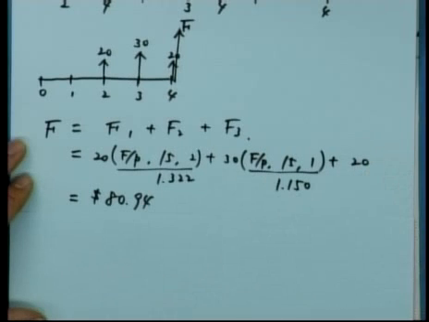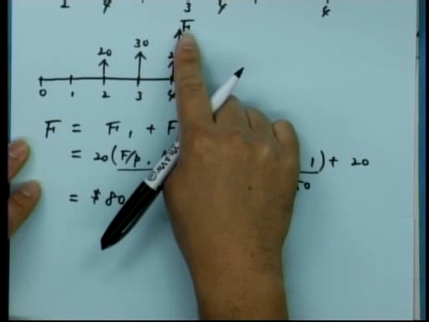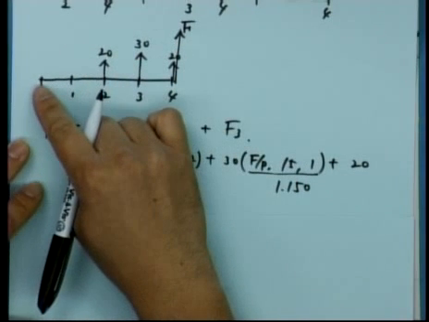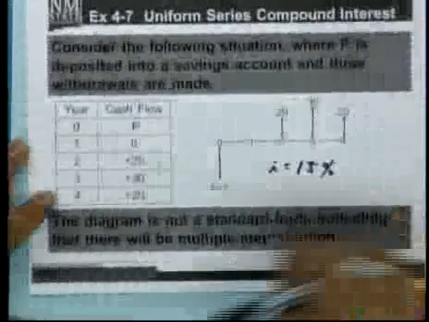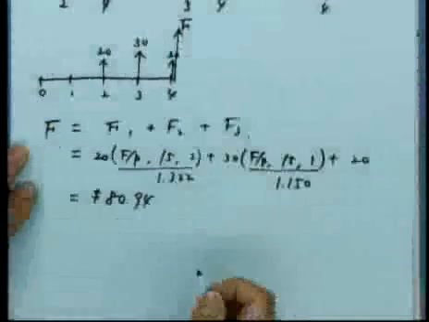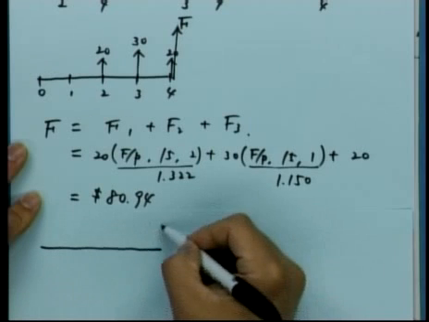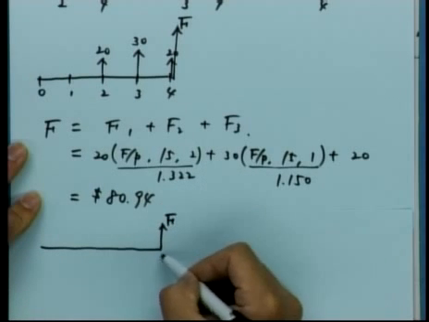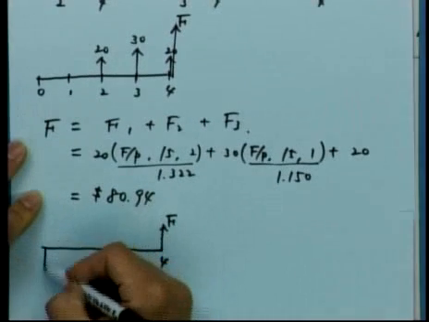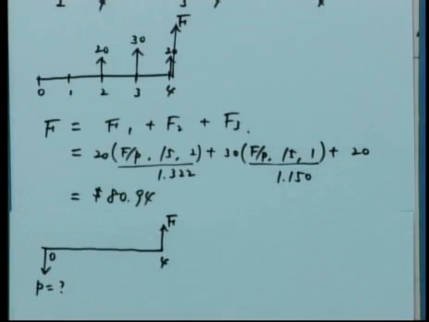So what's next? This future value F should be converted to the present sum, which is our target value of P. Is that right? So the next step is to convert this future sum of F at the end of period 4 to the equivalent present sum of P. Okay?